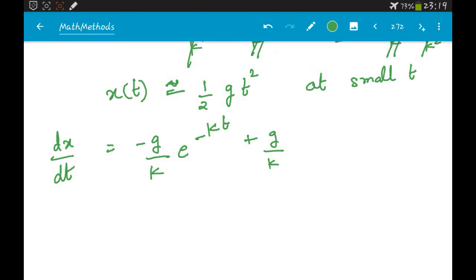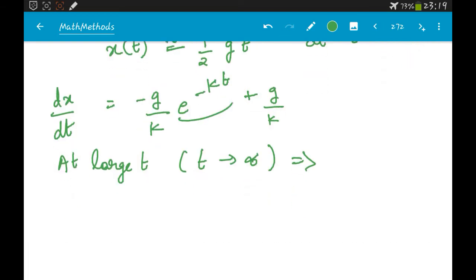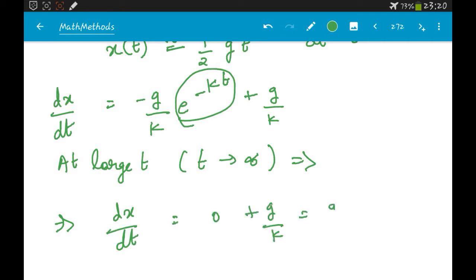So at large t, that is when t tends to infinity, what happens? At t tends to infinity, this term becomes very small. So this part is actually 0. So all you are left with is dx by dt is equal to 0 plus g by k, which is just g by k. And this is a constant. So we have proved it.